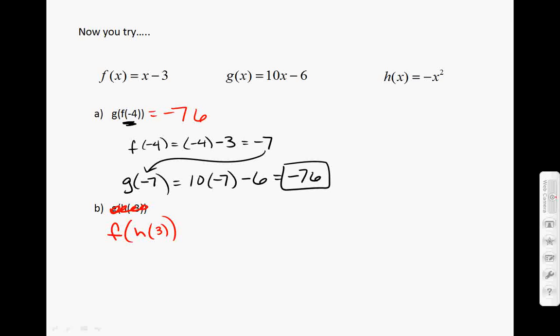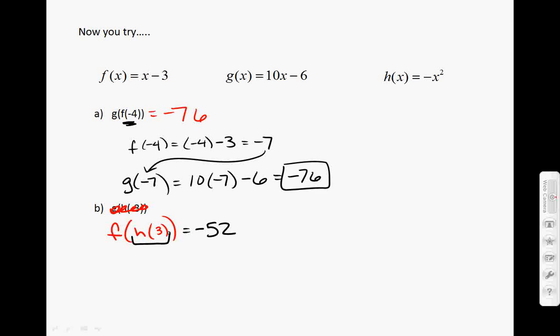Okay, for the second example, f of h of 3. Well, you should have gotten negative 52 as your answer. If you got negative 52, great, fast forward. If not, then stick around and let's watch how it's evaluated.